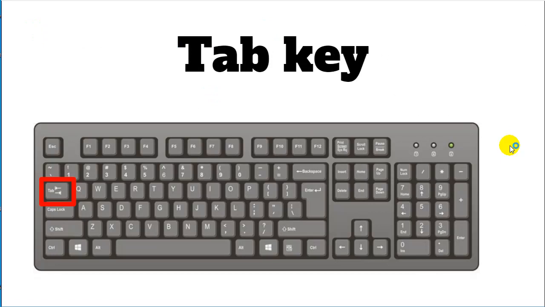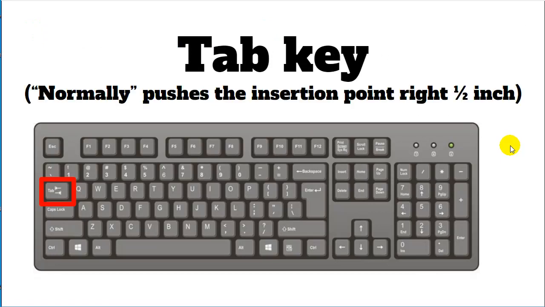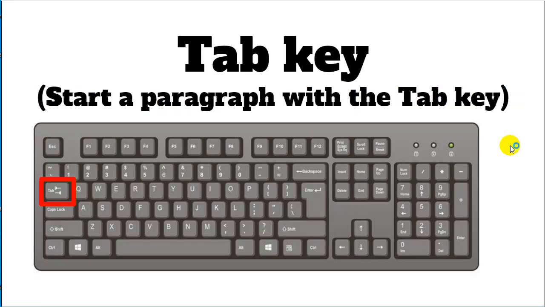Now I want to talk about the tab key. The tab key is the key that's going to push the insertion point right 1/2 inch. That's what it usually does. It can do other things too, but that's one of the main things it does. You start a paragraph with a tab key, and I cannot emphasize this enough. When you're doing paragraphs in this class, every paragraph is going to start out with a tab key. Well, at least most of the time. The tab key is going to start a paragraph.